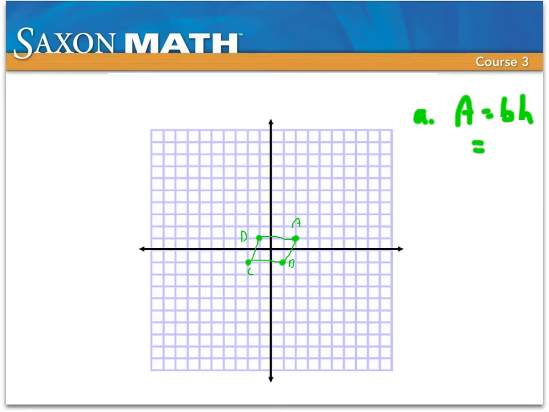Well, the base of this parallelogram is from C to D. Here we go, 1, 2, 3 spaces. So the base is 3. Make it my thin pen again. So the base is 3, and the height is the straight up and down line. And that's 2 squares. So the area is the base times the height, 3 times 2, which is 6 units squared.